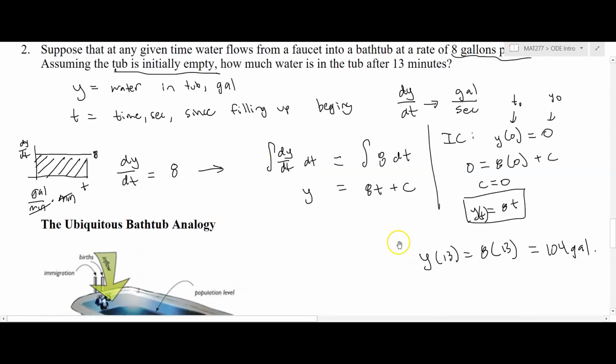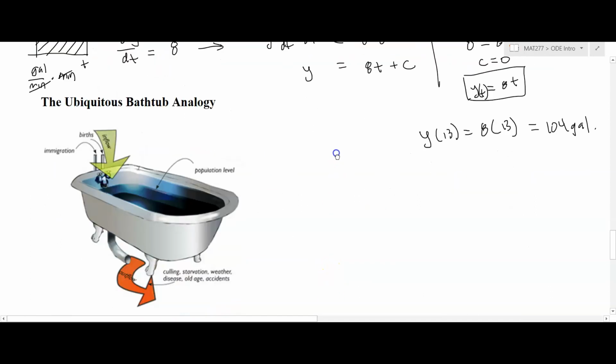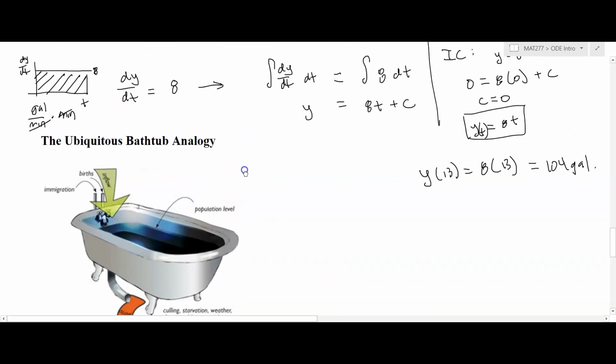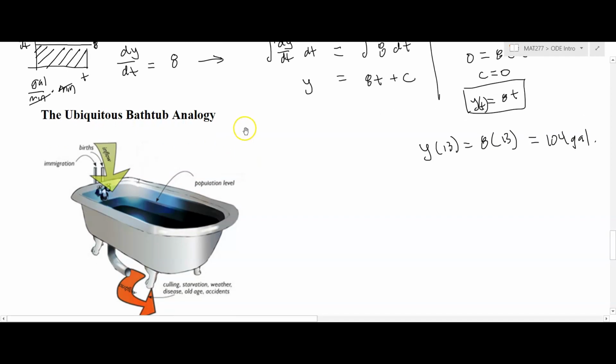Perfect. Well, this leads us to what I call the ubiquitous bathtub analogy. The bathtub you can think about as the amount, right? The amount of something. So it doesn't have to be limited to water filling up a tub. But in this case, you can think about the water level as population level. How big is the population size? The inflow, which you can think about as the water coming into the tub, could be things like births, immigration. You might have multiple sources that feed water into your tub that make your population level rise.